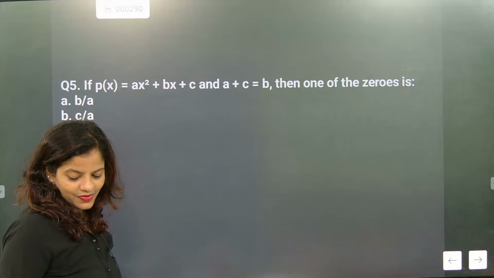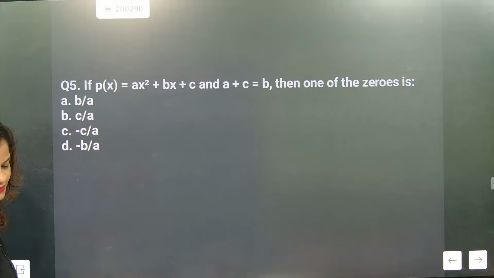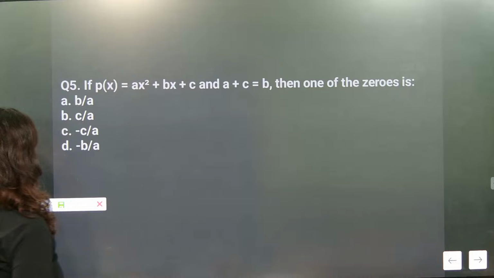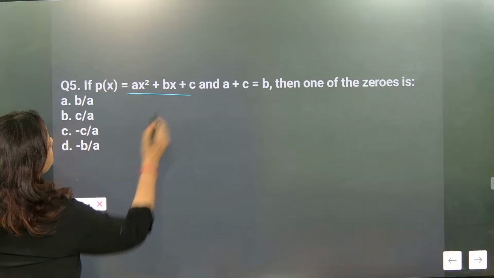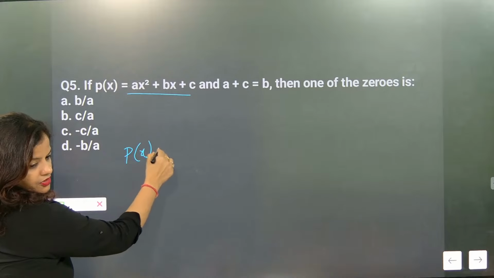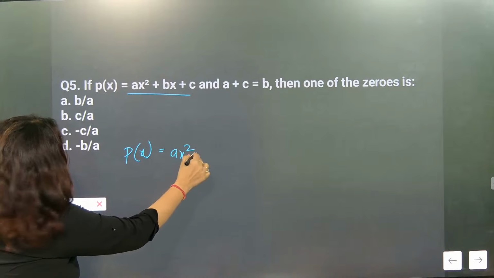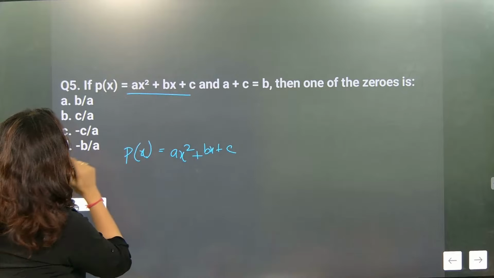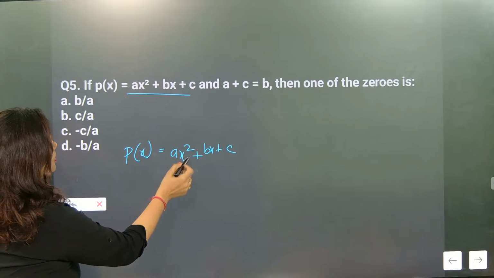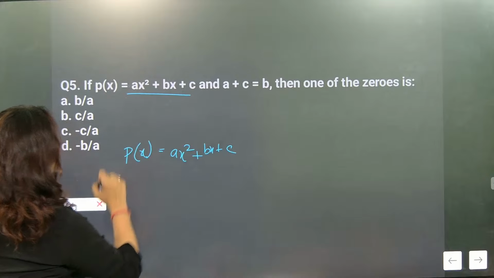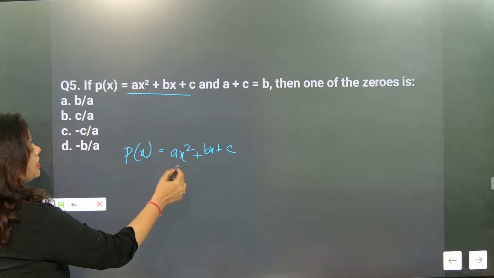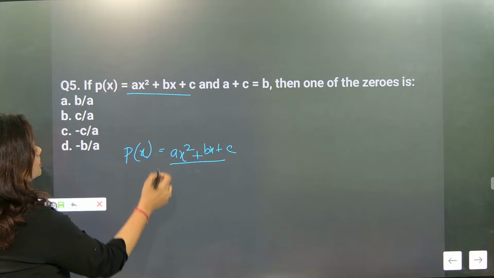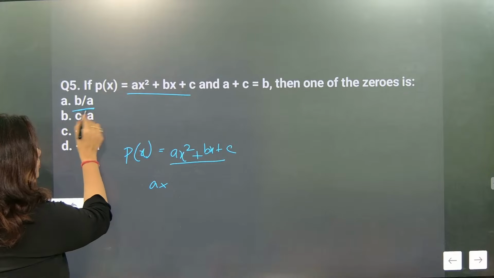Very good, Vishwa. So now let's check the option. Now, beta, P of x is equal to ax square plus bx plus c is given. Now, a plus c is equal to b. If I put a plus c is equal to b, that means here, if I put x equal to b by a.